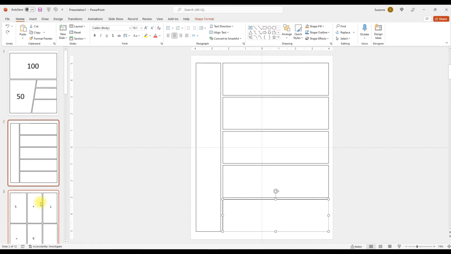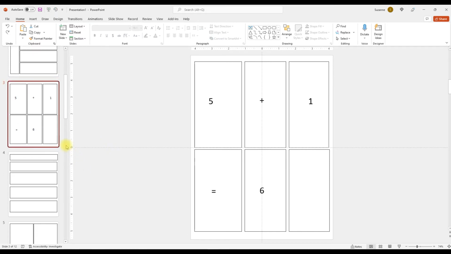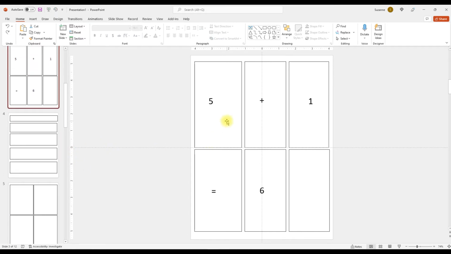Okay, so the third one, I think, could be a lot of fun. This is actually stuff that I made myself many years ago for our homeschool, and I had to make all the boxes and everything. So this could be used as flashcards, or even little game cards.